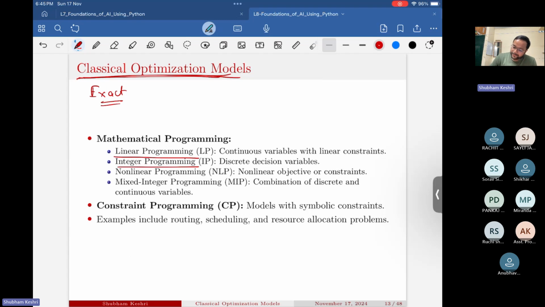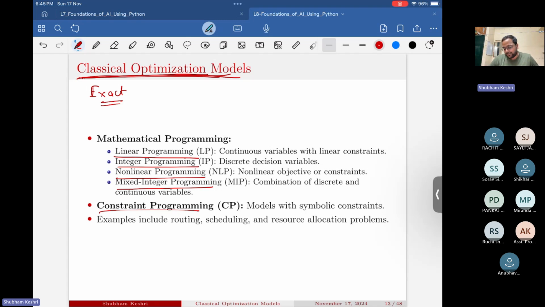Linear programming, integer programming, non-linear programming, mixed integer programming, constraint programming. These are all part of exact methods. And why I have mentioned is because these are known as classical optimization models. And today, which we will see is these methods have been developed in the past 2.5 decades. Okay.